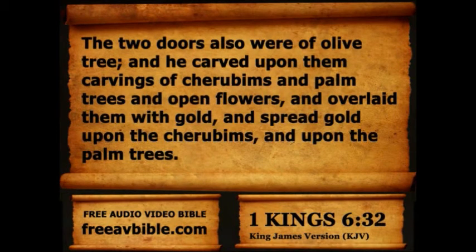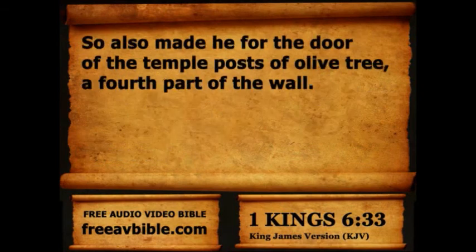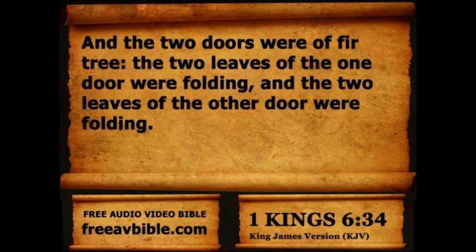The 2 doors also were of olive tree, and he carved upon them carvings of cherubims and palm trees and open flowers, and overlaid them with gold, and spread gold upon the cherubims and upon the palm trees. So also made he for the door of the temple posts of olive tree, a 4th part of the wall. And the 2 doors were of fir tree.